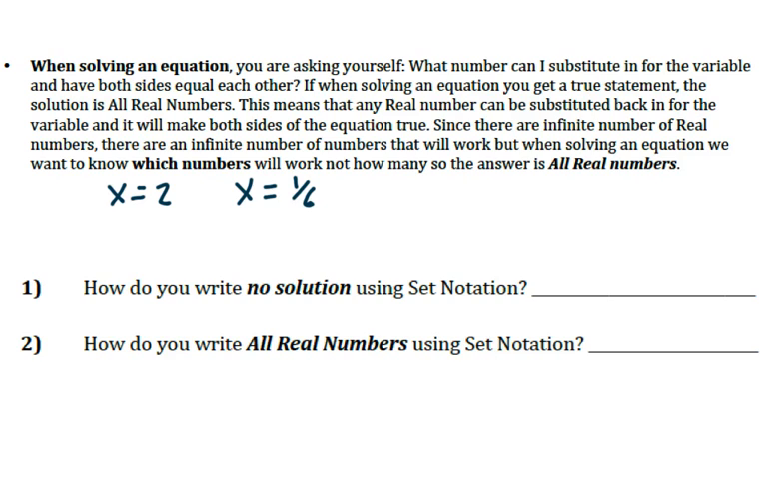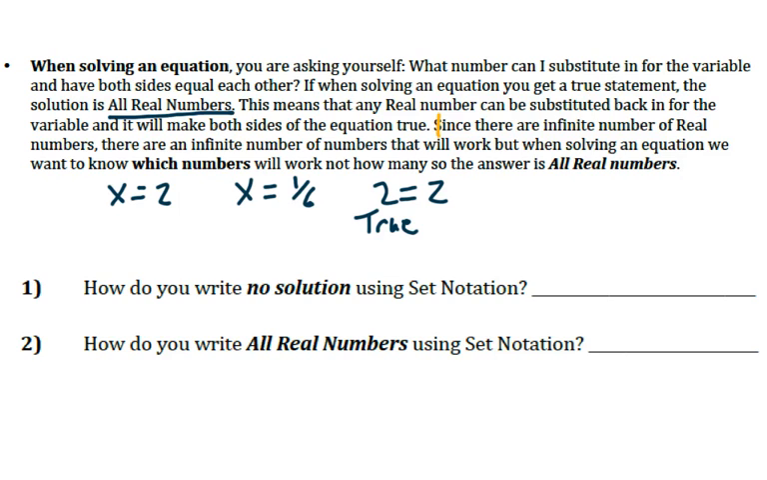So if when solving an equation we get a true statement, something like 2 equals 2, this is a true statement. If we get something like this, then our solution is all real numbers. This means that any real number can be substituted back in for the variable and will make both sides of the equation true.